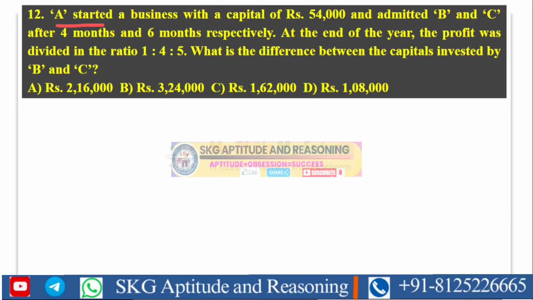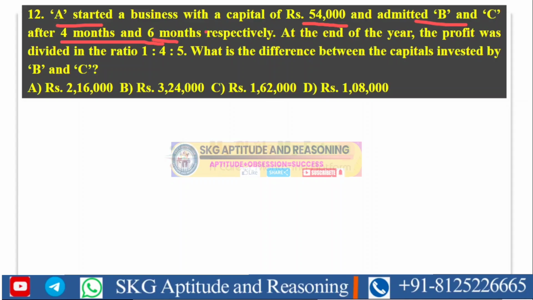So here A started a business with a capital of 54,000 and admitted B and C after 4 months and 6 months. So initially the business has been started by A itself with a capital of 54,000. Later B joined the business 4 months later, and C joined 6 months later, which means A was in the business for the initial 4 months, and after 4 months B joined the business, and after 6 months, C joined the business.